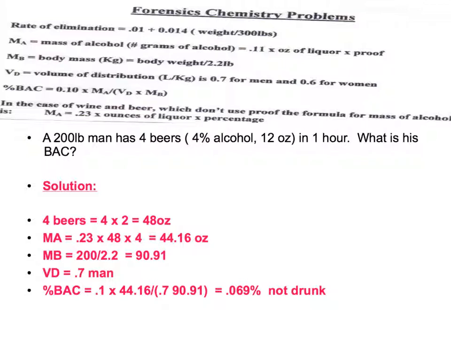The body mass, we have a 200-pound man. We're going to divide it by 2.2 because 1 kilogram equals 2.2 pounds. We get a body mass of 90.91 kilograms. This is a man, so if we come back up here, our volume of distribution will be 0.7. We're going to now take our information and plug it into this formula. So 0.1 times our mass of alcohol divided by our volume of distribution times our body mass. We get an answer of 0.069, and no, the man is not over the legal limit.